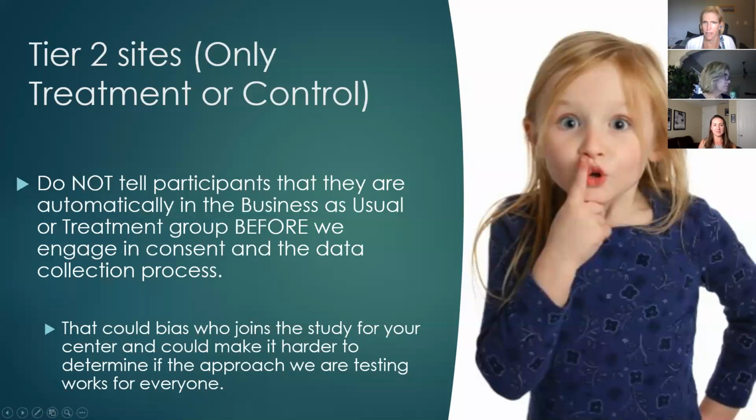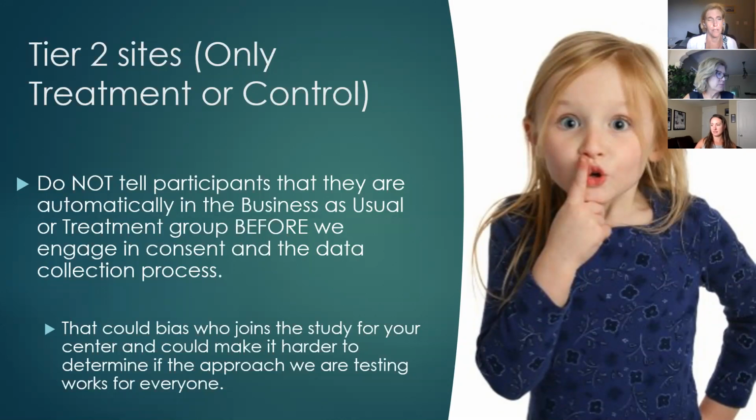When you're doing this, if you're at a tier 2 site, which means your site only offers the control services for participants, you can't actually tell participants that they'll automatically be in one group or the other. You need to keep that quiet because it changes who enrolls. You get different people enrolling based on their willingness to be in one group or the other. And so we need to be equal for everyone, like we talked about in the research overview piece. We need to be consistent for tier 2 sites as well as tier 1 sites, so sites that offer both treatment and control and sites that only offer one.